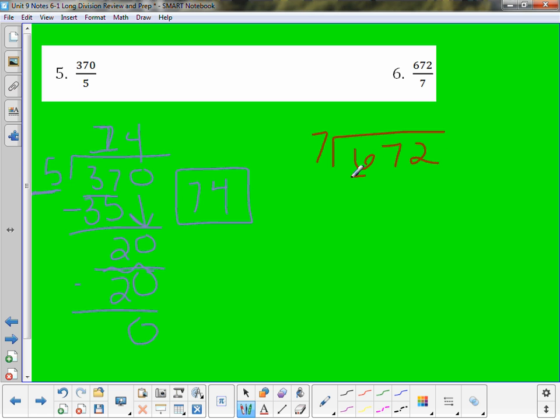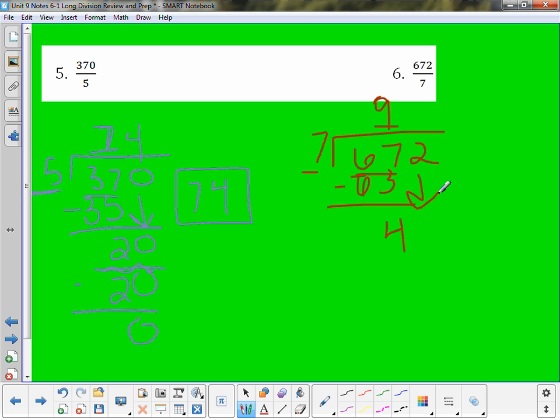Well, 7 isn't going to go into 6, so we have to see how many times we can get 7 into 67. So I just divide 67 divided by 7, and I get about 9.57. I'm not going to worry about the 0.57. I know that I can get 9 whole 7s in 67. So then I'm going to do 7 times 9, and that's going to give me 63. So now I'm going to subtract those two, and I'm left with 4.